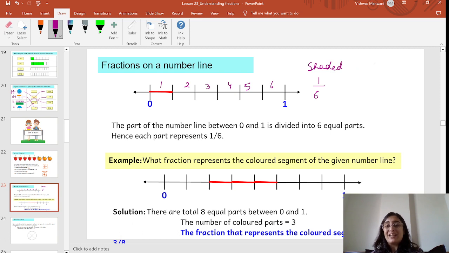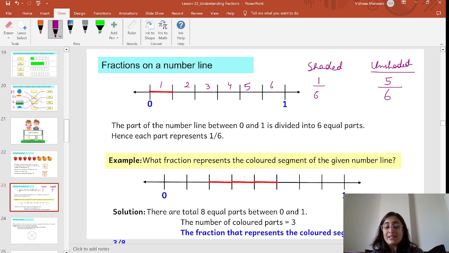But now similarly, if I ask you what fraction of my number line is unshaded, in this case we will write the number of unshaded portions in the numerator, which is 5, upon the total, which is 6. Okay, similarly, let's see one more example here.